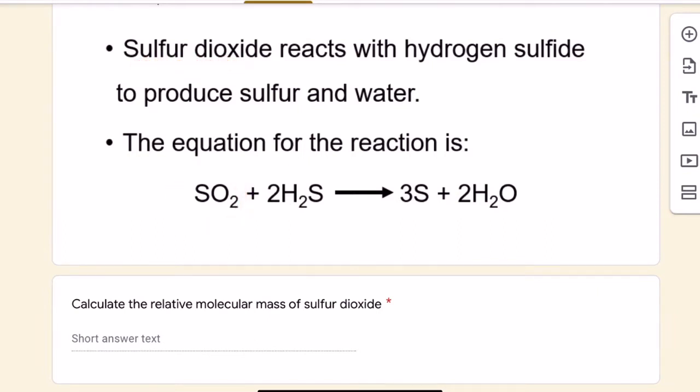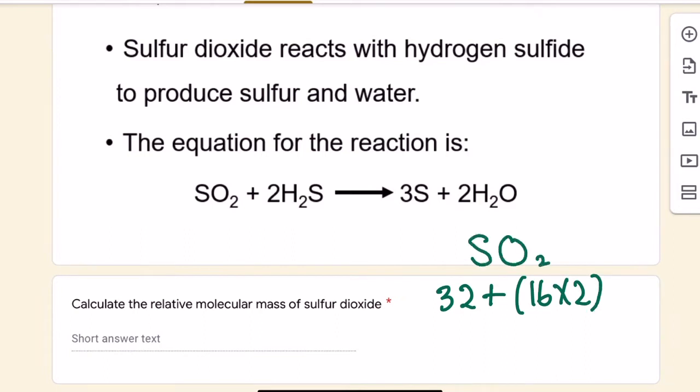Okay, so you have to check their relative atomic mass for each of it. Check the relative atomic mass for sulfur. Sulfur is 32 plus how many oxygen? Oxygen is 16, but you need to multiply with 2 because there's 2 oxygen. SO2: S is 32, oxygen 16, but need to multiply with 2. So therefore 32 plus 32, you get 64.